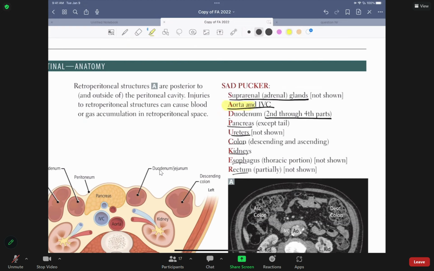So when you read a question, if the question says pain radiating to back, you should know it's a pathology of a retroperitoneal organ. Is that clear, folks? So that's retroperitoneal structure. That's the only reason that you need to understand this. So are we clear with what these retroperitoneal structures are?